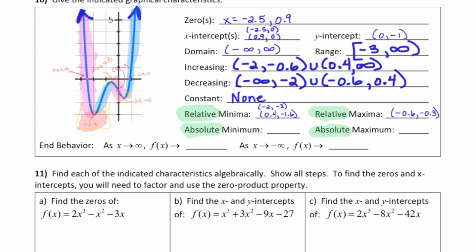Now the word absolute has a very different sense to it. So an absolute minimum or an absolute maximum is what's the absolute lowest point on the graph. There's only one of those. The absolute lowest point on the graph is that point -2, -3.